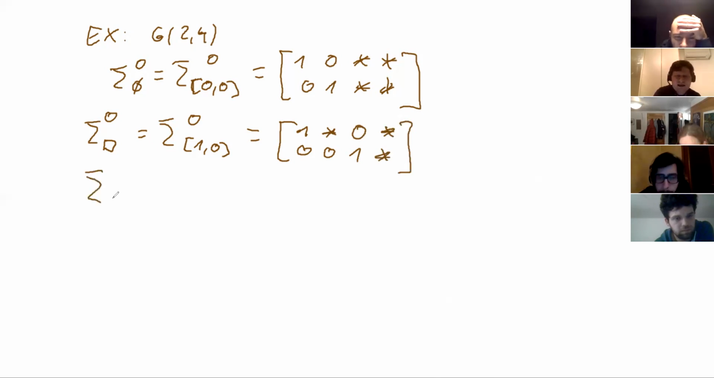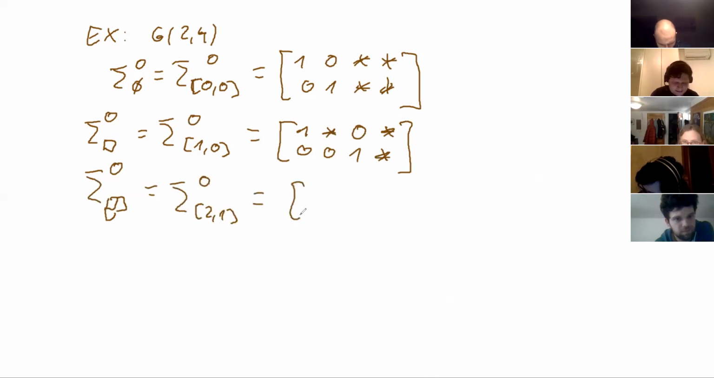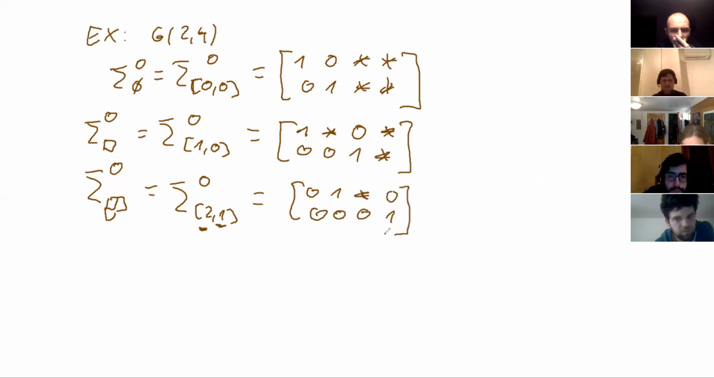Maybe I will give one more. I will not give all of them because that would take too much time. They are all in the notes. So this would be sigma 2, 1. This means that the first one we shift by 1, and the second one we shift farther by 2. So these are those that look like that.